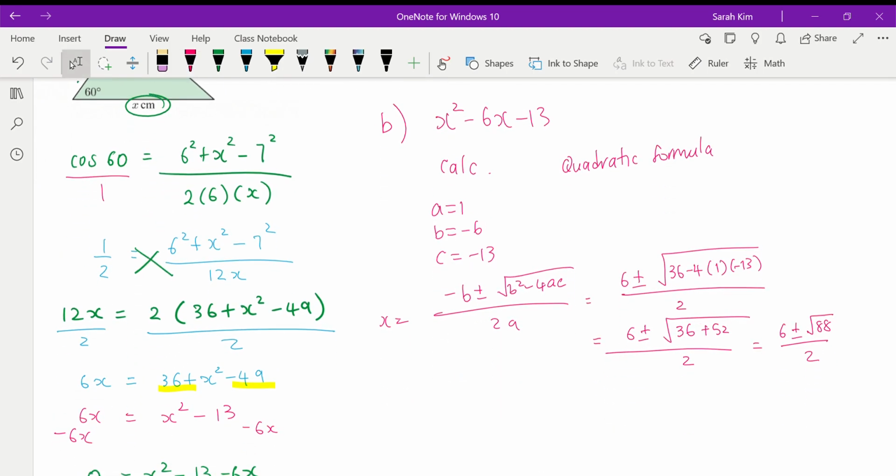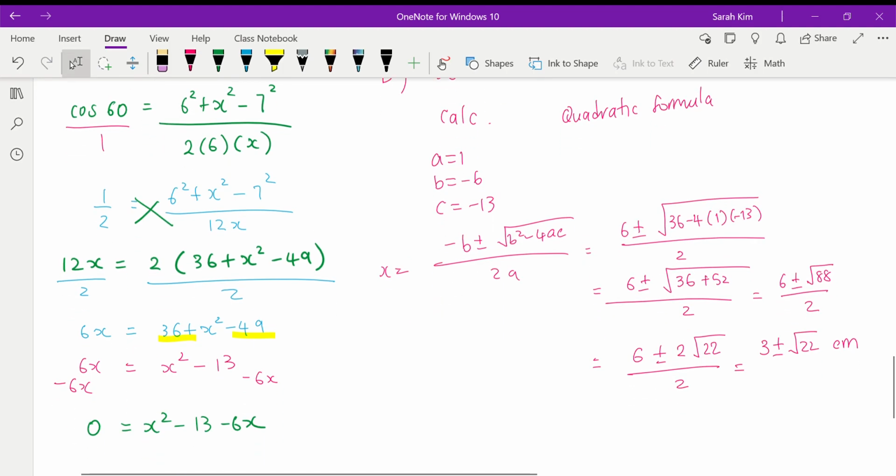I'm going to take a 2 out of the square root, meaning there should be 22 left in there, because 4 times 22 is 88. And then now I can divide both terms by 2, so I get 3 plus or minus square root 22 should be my exact answers, and write my units.